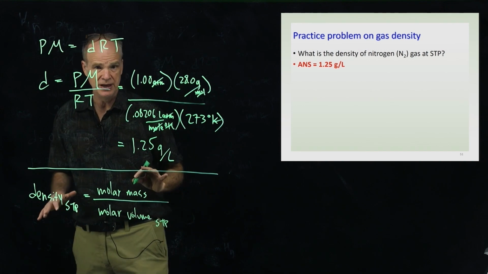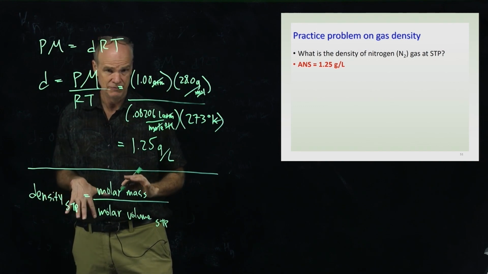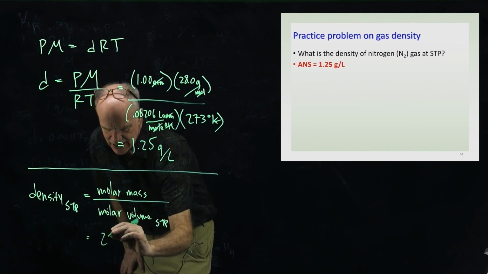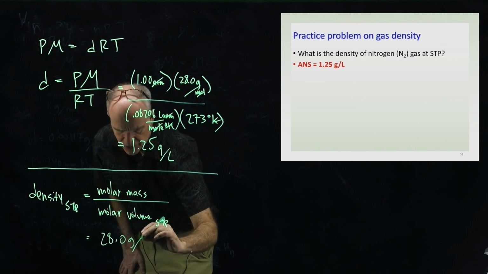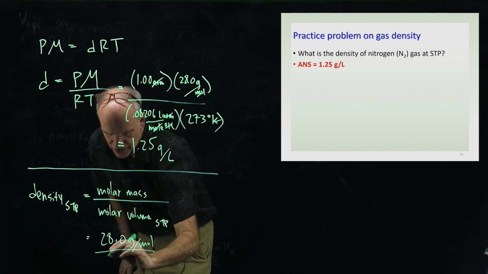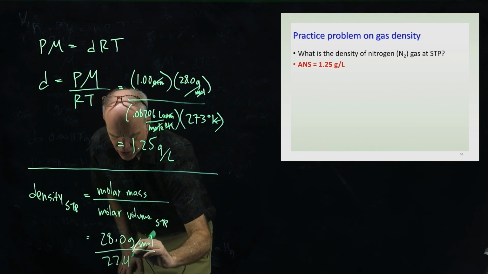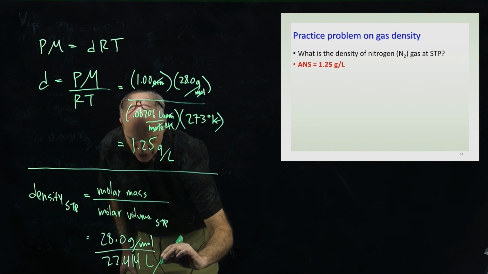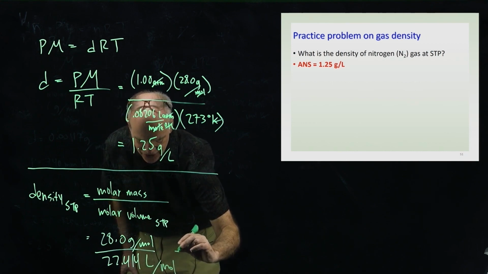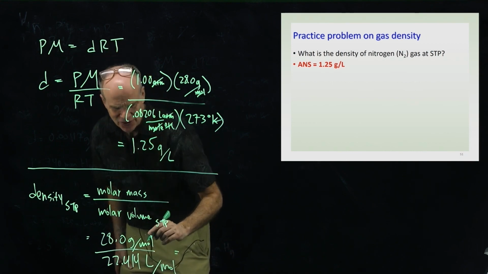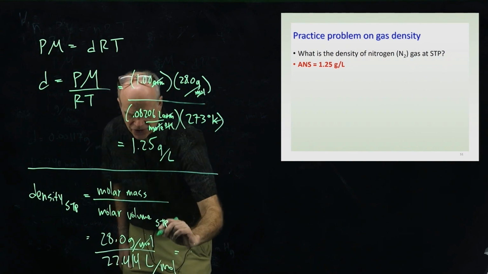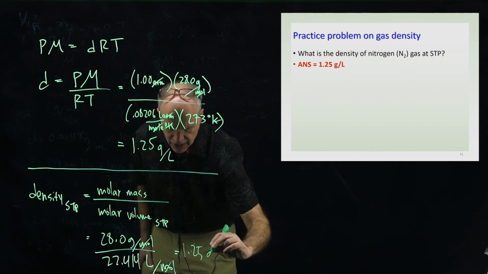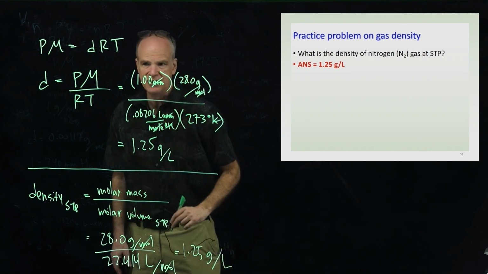And so let's go ahead and quickly see if we get the same answer but using this equation. 28.0 grams per mole over 22.414 liters per mole. See, dimensional analysis saves me. Okay, so what you can see is that the moles cancel, and so we should get an answer of 1.25 grams per liter, which should be the answer.